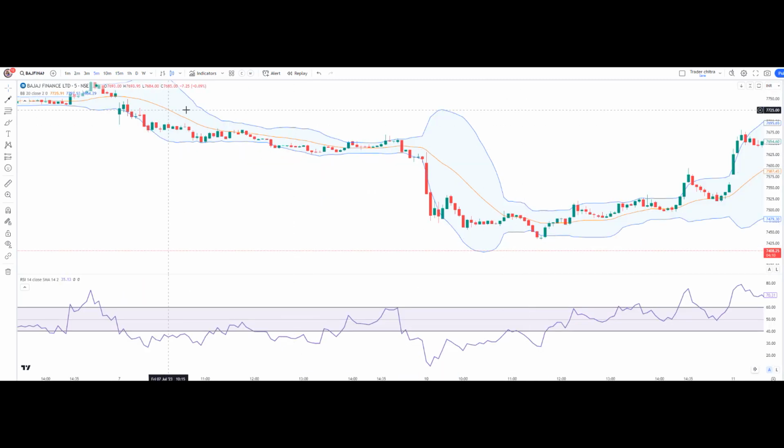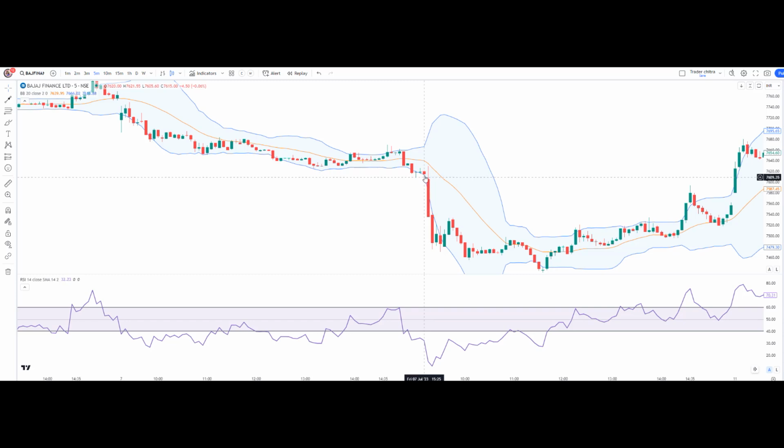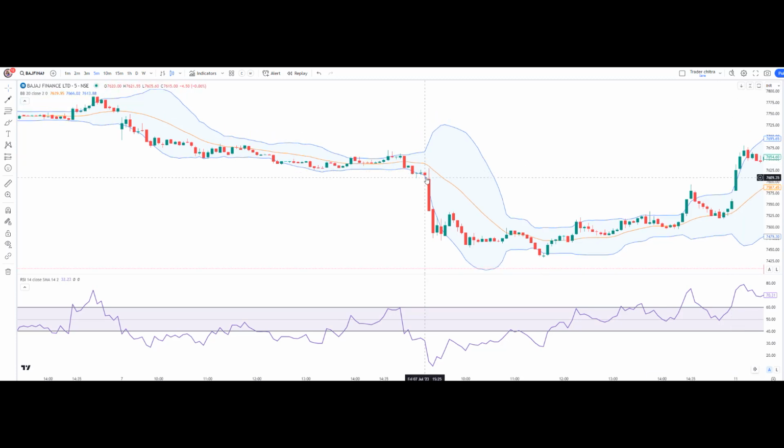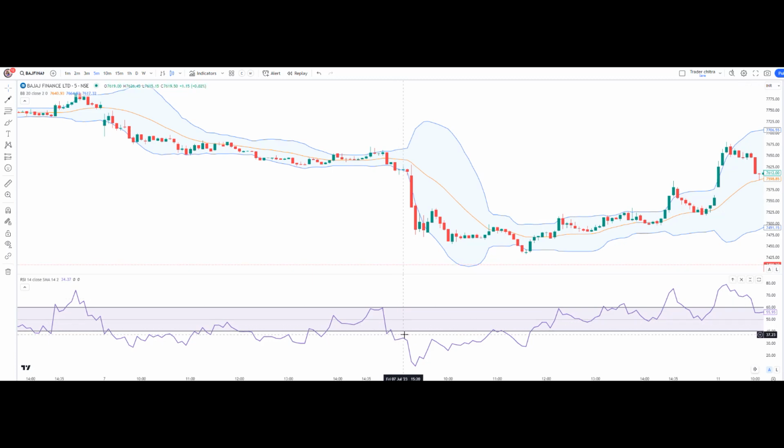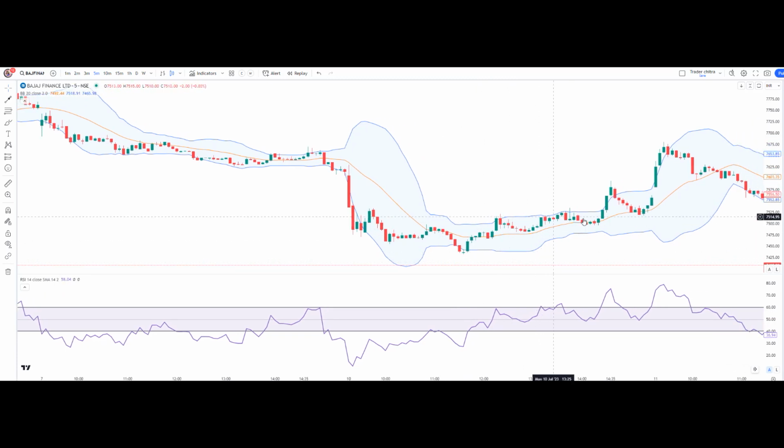This is the Bajaj Finance chart, 5 minutes time frame. Here after the consolidation, that is after the Bollinger Band skews, we got the breakdown. Here the lower Bollinger Band is coming down and the upper Bollinger Band is going up. So one can enter into the short trade below this red candle, and we can see that the RSI is also below 40. After that the price is in the consolidation phase, that is, price is in between the lower Bollinger Band and the upper Bollinger Band.